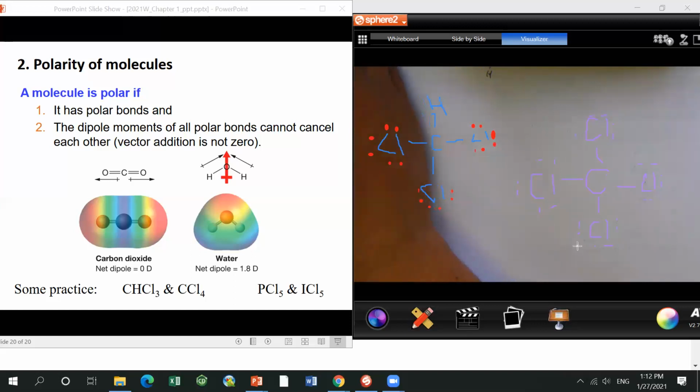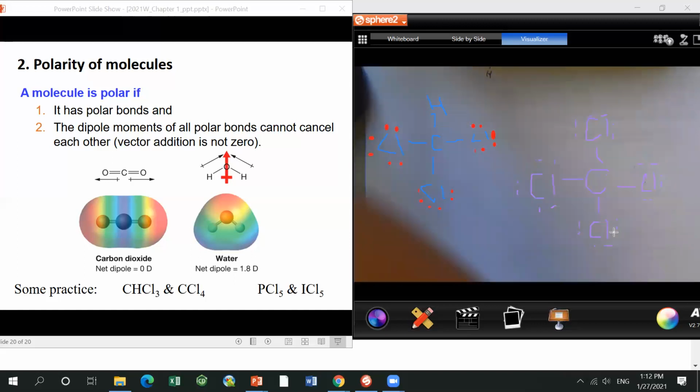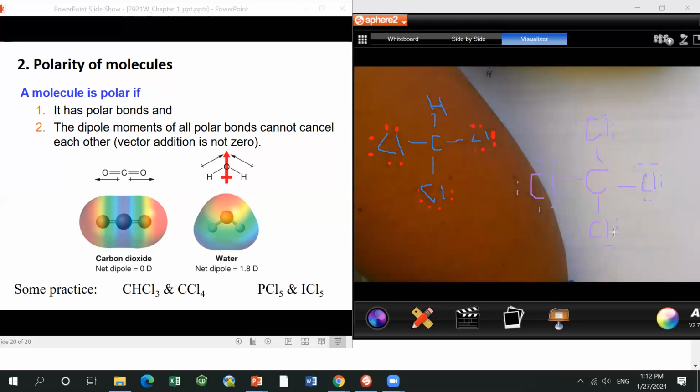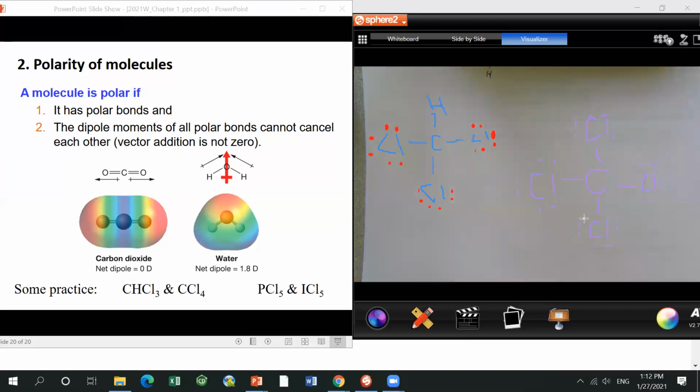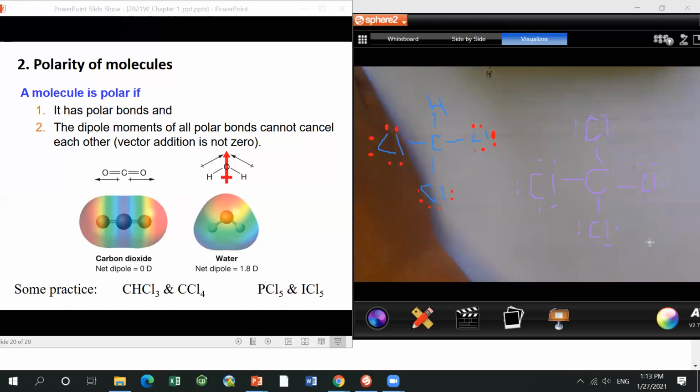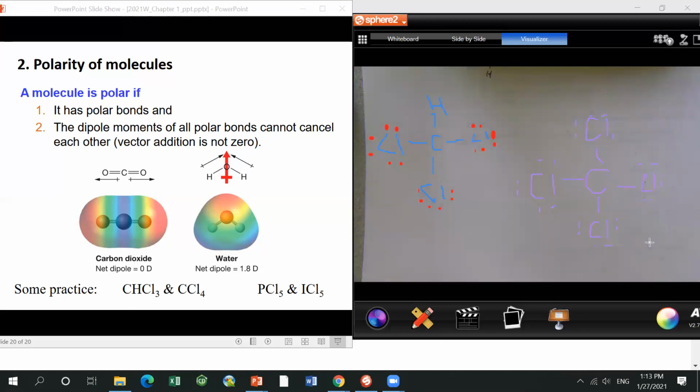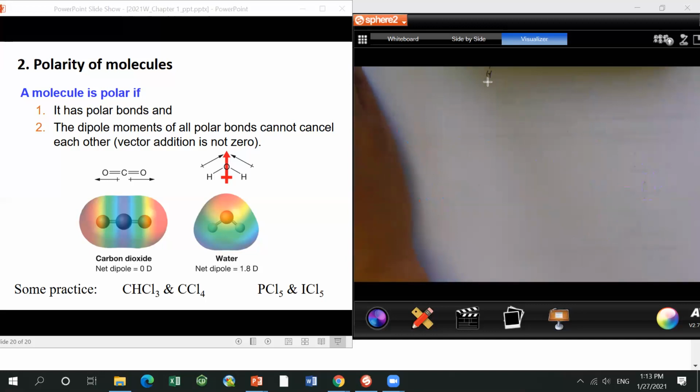Someone showed me the CCl4, the purple one. Pretty good, also labeled the lone pair electrons. You guys gave the right answer: CCl3H is polar, and CCl4 is non-polar. You guys did very well. I'm sorry, I have to clean up here.